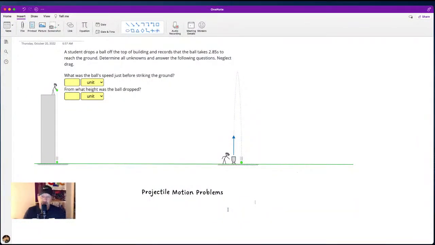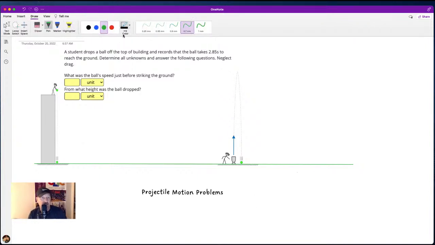Okay, so what we're doing here is we're going to look at a couple of different scenarios. Scenario number one is a student drops a ball off the top of the building and records that the fall takes 2.85 seconds to reach the ground. Determine all unknowns and answer the following questions. Neglect the drag. How do we find the ball speed just before it hits the ground, and from what height was the ball dropped? So we don't know H, question mark, and we don't know V final, question mark.